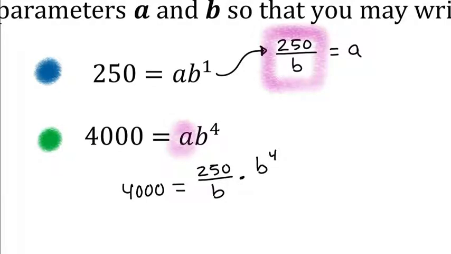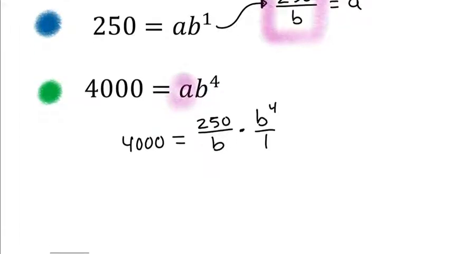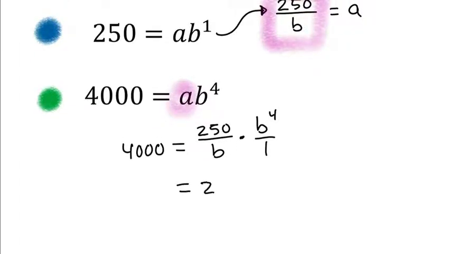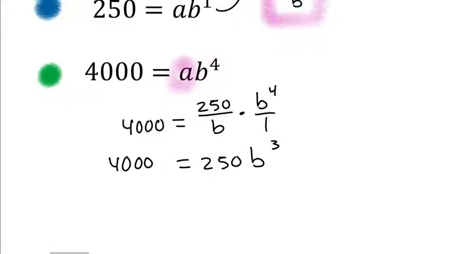B to the 4th power is b to the 4th power over 1, and it might help seeing it that way because now I can see that I have 4 factors of b in the numerator and 1 factor of b in the denominator. And to simplify that, that's just going to become 250 b to the 3rd power, and over here I've got 4,000. Well, if I divide both sides by 250, I get 4,000 divided by 250 equals b to the 3rd.